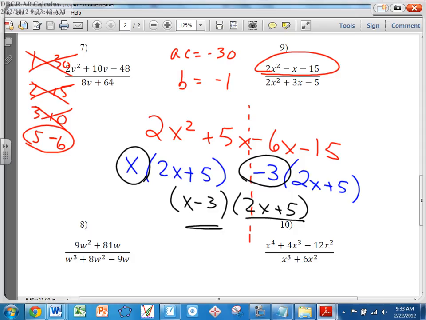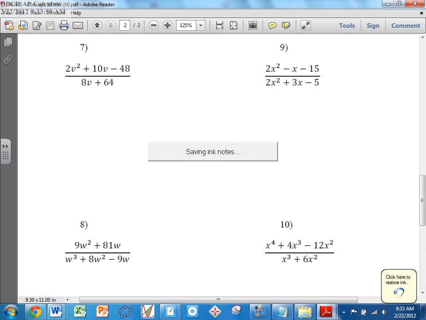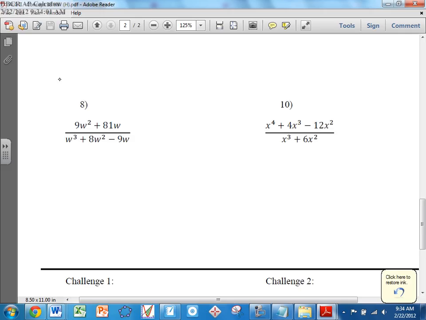Now, numbers 8 and 10. Numbers 8 and 10, please don't let these deter you because they're such large values. So w cubed, the next to the fourth. Look for your GCF. It makes it so much easier. With that said, let's go ahead and take a look at those two quickly. Okay, we're doing fine with time. Today's a very short lesson, so.